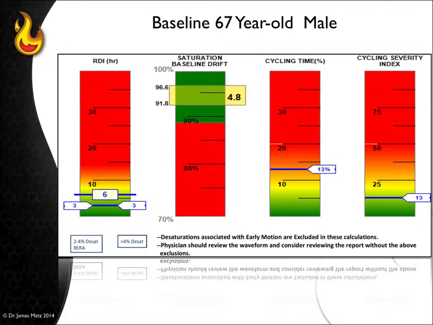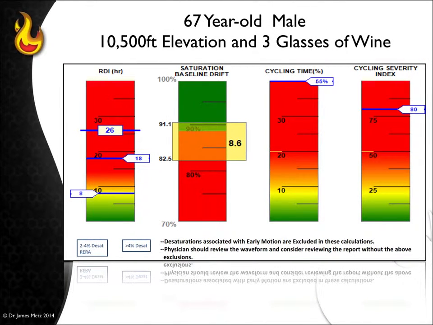So let's take that same person though, and you've got to be careful where you're measuring the oximetry. Remember what this graph looks like. This is the same person the next night, except he was at 10,500 feet of elevation, had 3 glasses of wine. You'll notice that the recording is dramatically different. He would require supplemental oxygen through Medicare, but that's because of the elevation change. And he's a 26 instead of, what was it, a 6. Cycling time is most of the night, severity is increased, and he's dropping down really very low overnight.